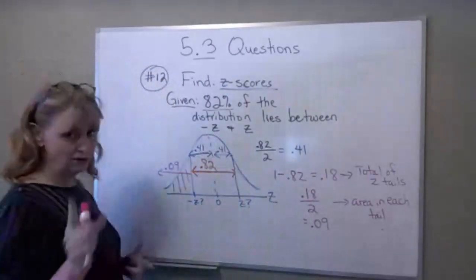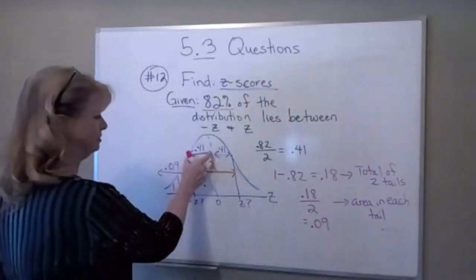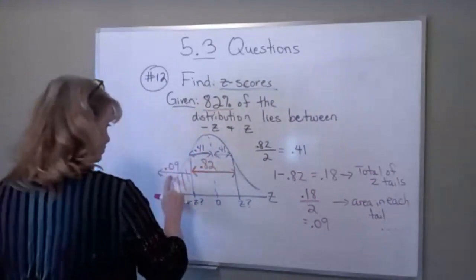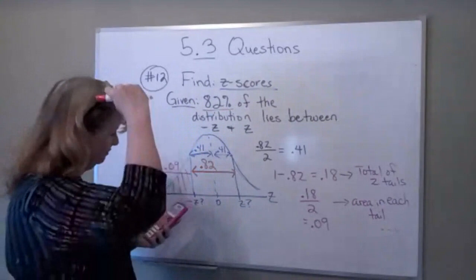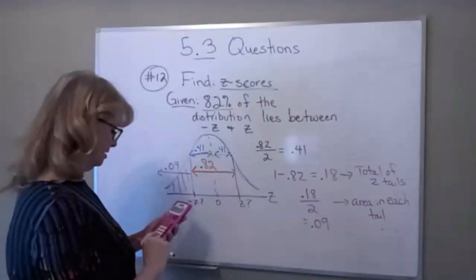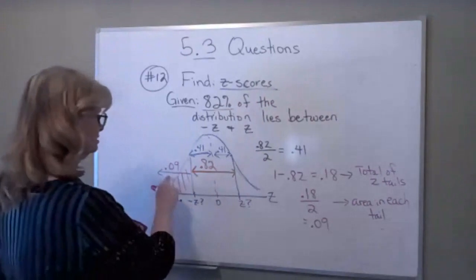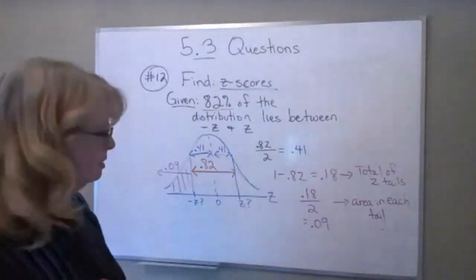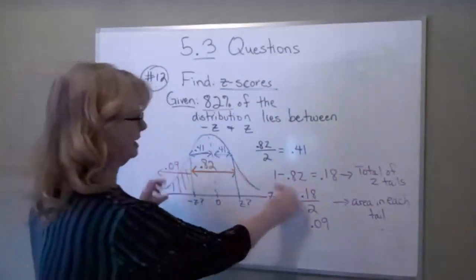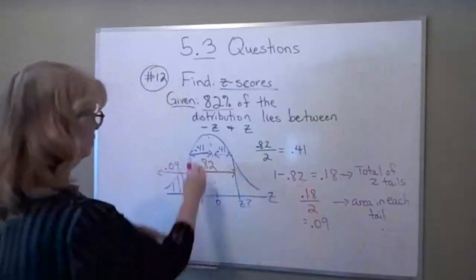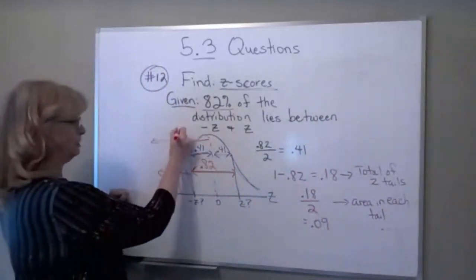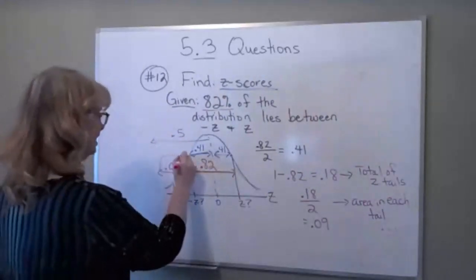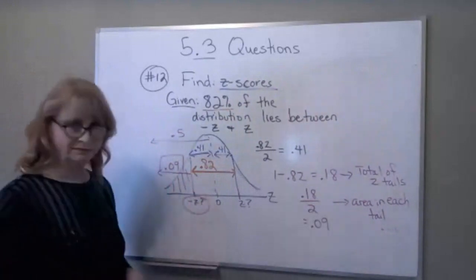Another thing you could have done that should give you the same answer is take this 0.41 that we got right, and subtract that from 0.5. So if you did 0.5 minus 0.41, you notice it also gives you 0.09. So there are two different ways you could have done it. We did it by finding the area of both tails and dividing it in half. But another way would be to take the whole area here, which would be 0.5, and subtract off the 0.41. Either way, you will get this for the area to the left of this z-score.